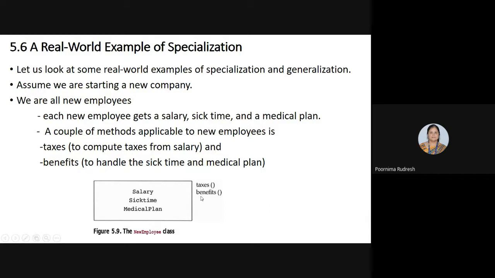Then a couple of methods applicable to the new employee are taxes and benefits. So here are two methods which are applicable to the new employee class. What are those methods? One is called taxes and the second one is benefits. The taxes method is to calculate the tax from the salary of each employee, because whenever the employee gets the salary, you need to pay the tax, right? So to calculate the tax, we use the taxes method. Based on the employee salary, the tax is calculated.